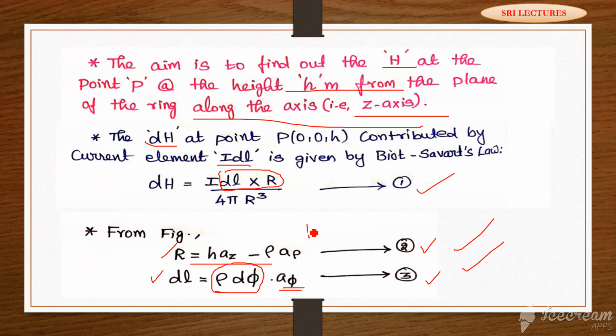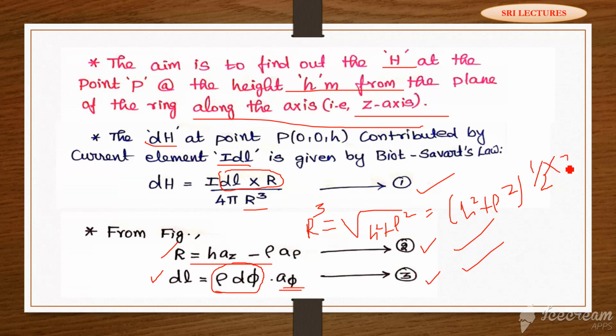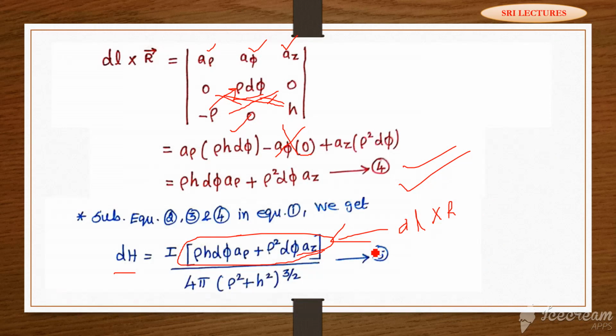Now from this we can take the r value. What is the r value? Mod r is simply the square root of h squared plus rho squared, so we can write h squared plus rho squared whole power 1 by 2. Now we need r cube. R cube means the power becomes 3, so h squared plus rho squared whole power 3 by 2. That is mentioned here as equation number 5.